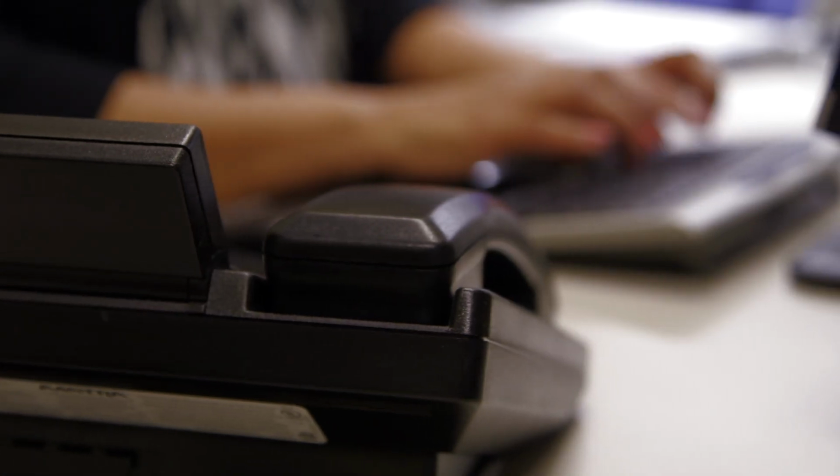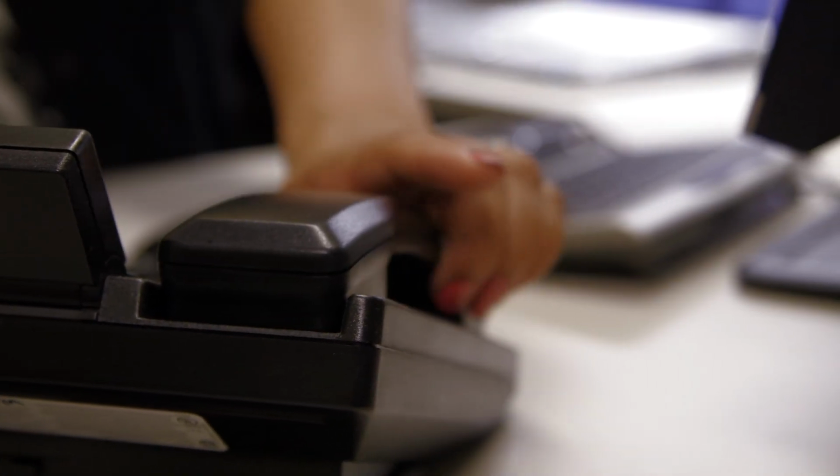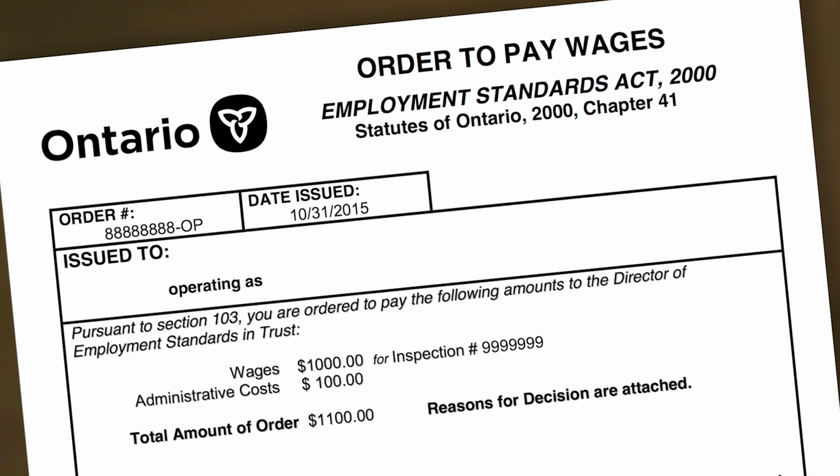When the audit is completed, the employer is asked to voluntarily comply and correct any of the issues that were identified during the inspection. If wages are owed to employees, we will ask the employer to pay those wages. If the employer does not comply voluntarily, I will issue an order to pay for the amounts that are outstanding.